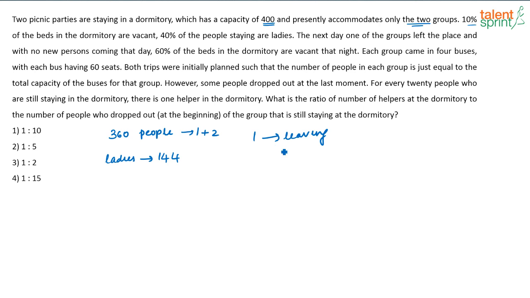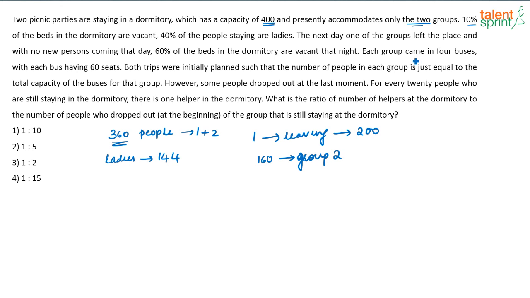Now, 60% of the beds are vacant. How many people are there now? Earlier there were 360 people. Total capacity was 400 and 10% was vacant. Now 60% is vacant, so how many people are there in the dormitory now? 40% of the capacity of the dormitory is only filled, or 40% of 400, right? What is 40% of 400? 160. So in group 2 there are 160 people. Group 1 has left. So how many people are there in group 1? 200 people should be there in group 1, because totally there were 360 people, out of which group 1 people have gone. So remaining only 160 people are there who belong to group 2.